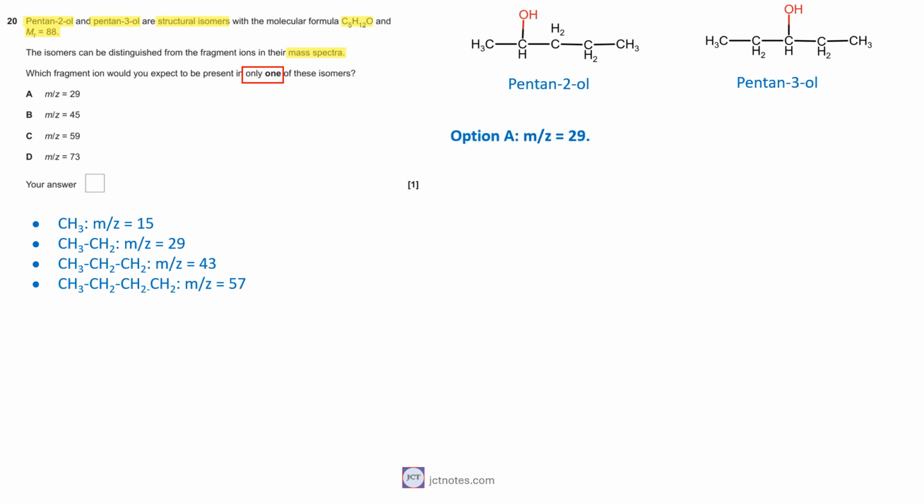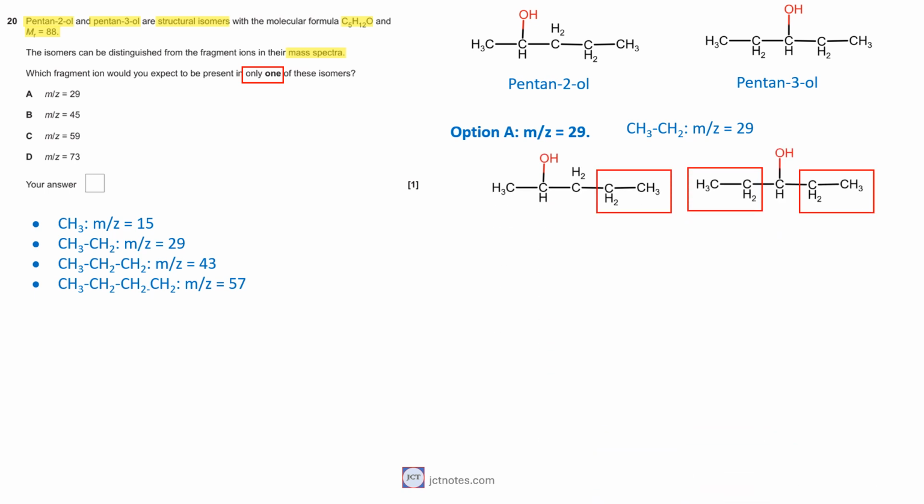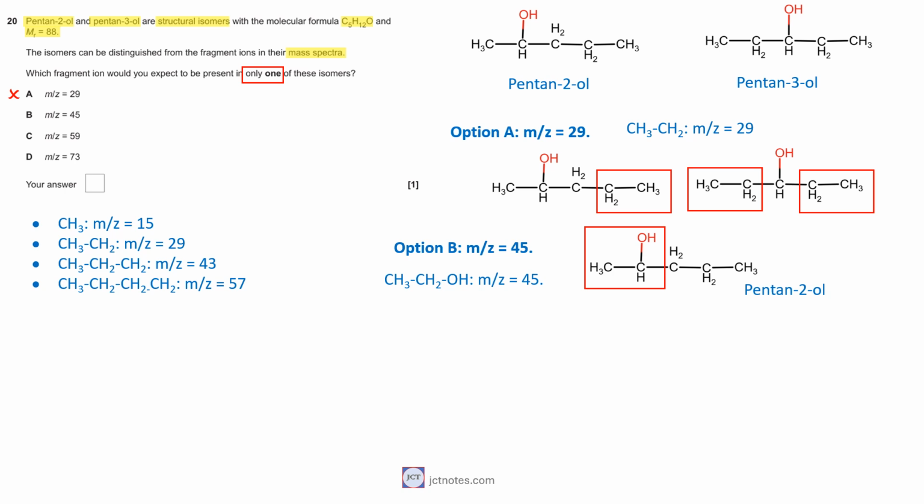Option A, m/z equals 29. This fragment is CH3CH2 and it is present in both isomers. A is not the answer. Option B, m/z equals 45. Looking at the m/z values calculated and using the atomic masses of oxygen and hydrogen, we can identify it as CH3CH2OH. I know that it requires some practice. This fragment is only present in the pentan-2-ol. Option B is the answer.